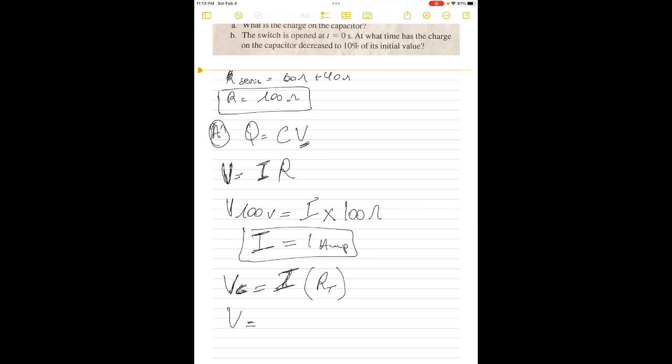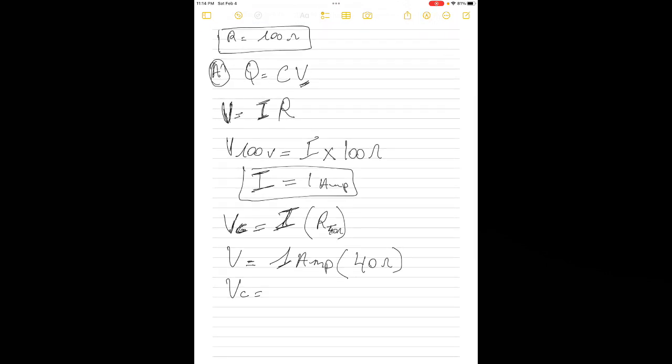the resistance of the 40 ohms. That's where the flow is going to be the same flow of charge that goes through the 40 ohms resistor. So that's 1 amp multiplied by 40 ohms. And the voltage of the capacitor is going to be equal to 40 volts.